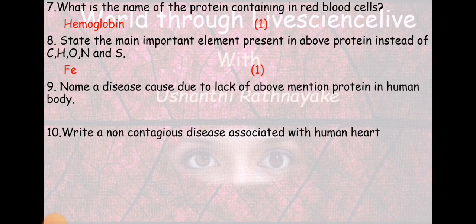Name a disease caused due to lack of the above mentioned protein in the human body. When hemoglobin is lacking in our body, we have to face the disease anemia. Write a non-contagious disease associated with the human heart. Non-contagious disease, non-communicable disease. So you can say heart attack, cholesterol, a lot of diseases related to the heart. So let's write one answer. I wrote heart attack.